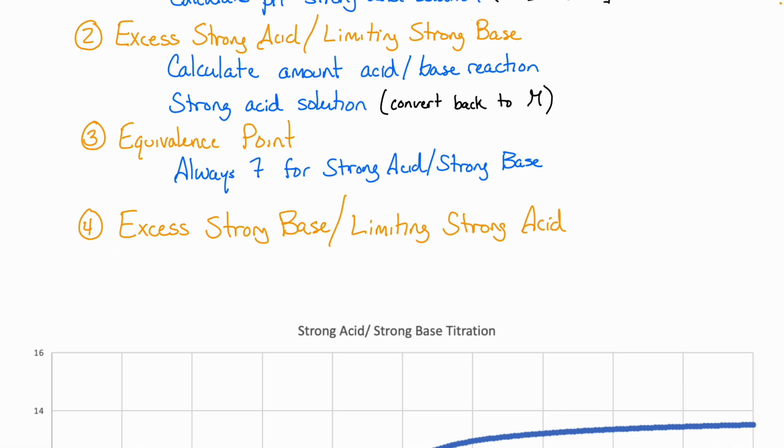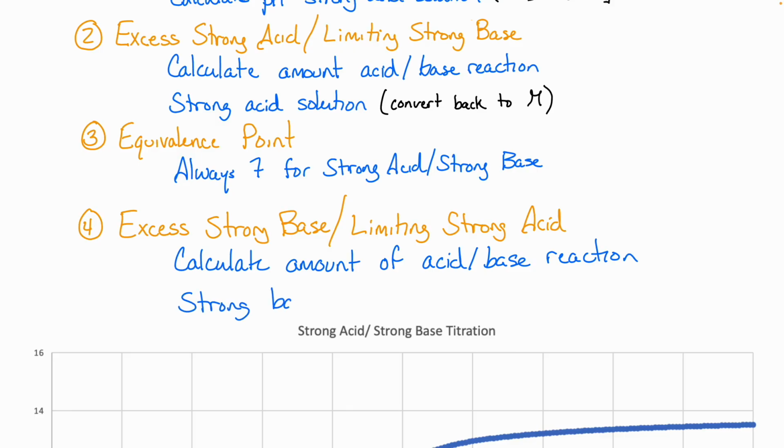So first, again, we're going to calculate the amount of acid-base reaction. And then what we're left with is just a strong base solution. Again, maybe we should put a note that we're going to need to convert back to molarity in order to do it.